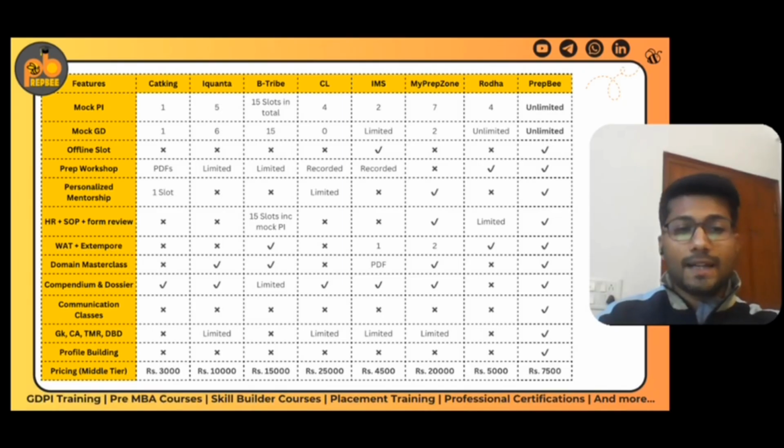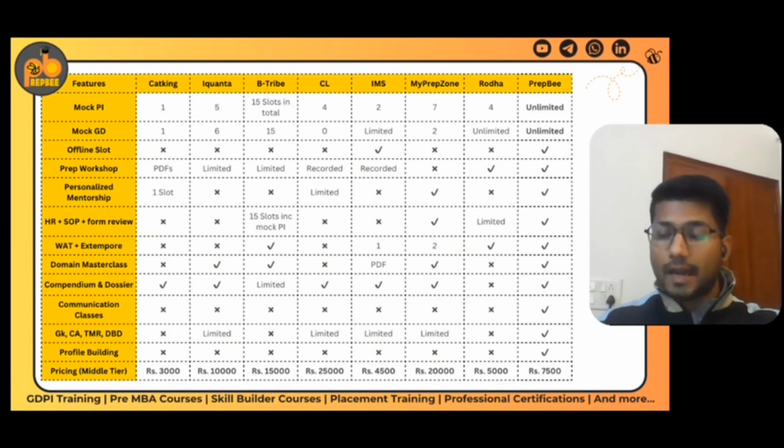Then when it comes to WAT and extempore, this is pretty much a common thing and at the same time very much important, because now more and more colleges are shifting towards WAT instead of taking GDs, and extempore is something that some colleges take separately from the PI, and some colleges take it in the process of the PI. For example, you are in between a PI, and at the end or at the starting they can say we will start this PI with an extempore, or let's end this particular PI with an extempore. So that is also very much important.